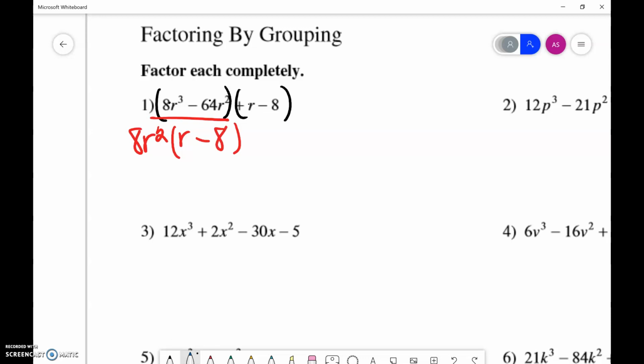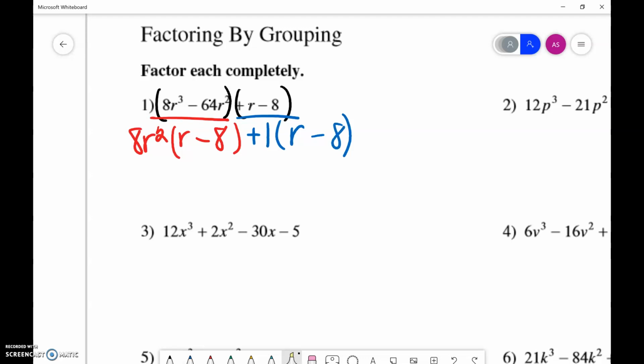Okay. Then I'm going to do that same thing with my next set. So my GCF between r and negative 8 is going to be positive 1. So I'm actually going to factor out the 1 this time. Then I'm going to open my parentheses. I'm going to ask myself 1 times what will give me r. That's going to be r. And then 1 times what will give me negative 8. That's going to be negative 8.